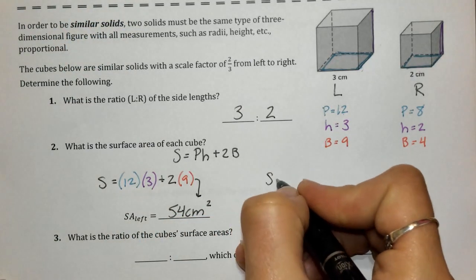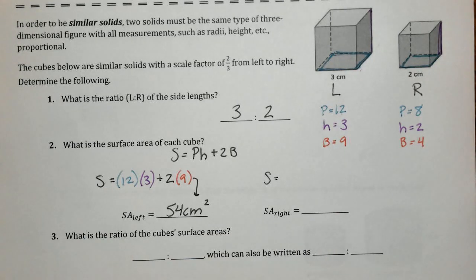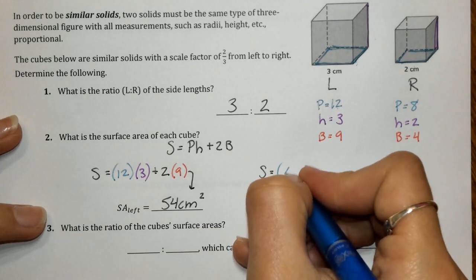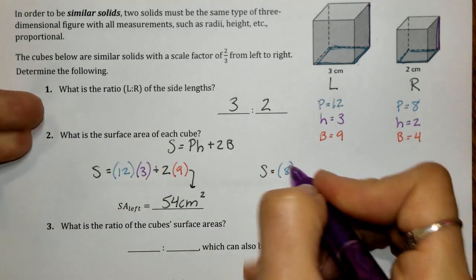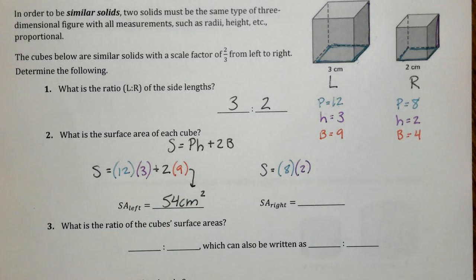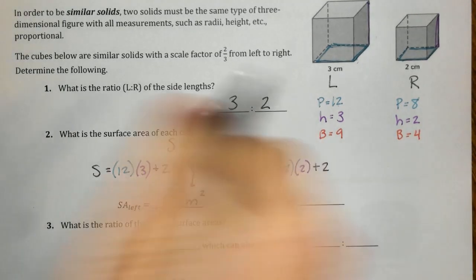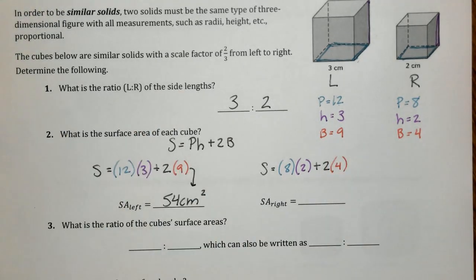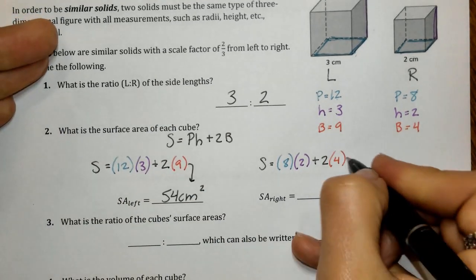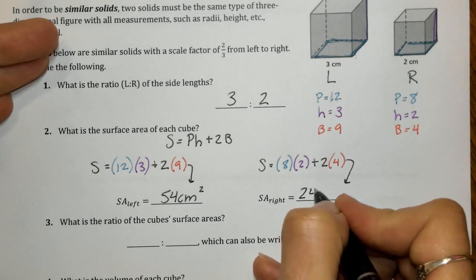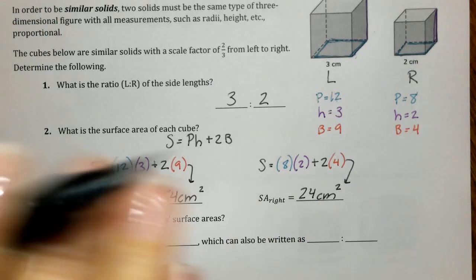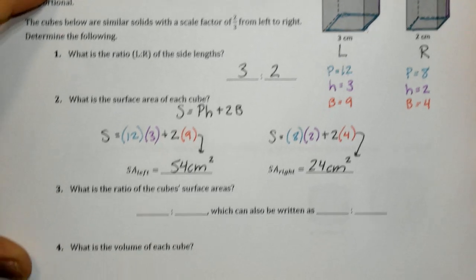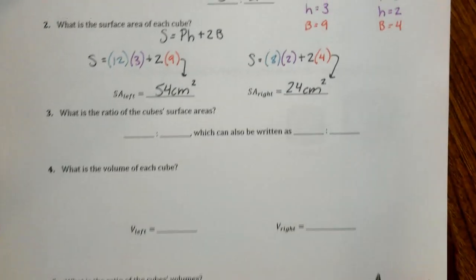Now the surface area of the one on the right, same thing. We're going to do the perimeter of 8 times the height of 2 plus 2 big B's. So 2 times 4. We plug all of this in and we end up with 24 centimeters squared. So using this, we're going to go ahead and look at what ends up happening here with our surface area.